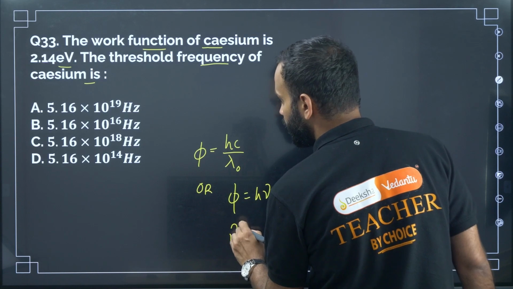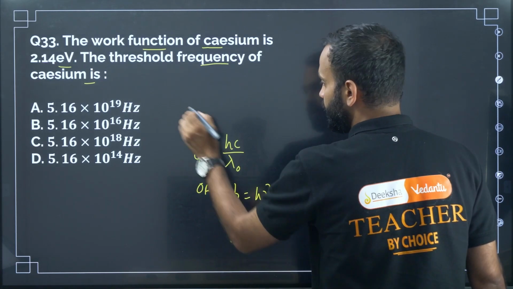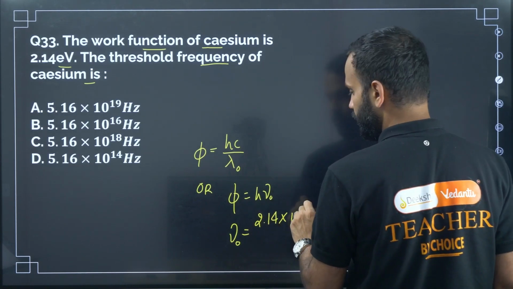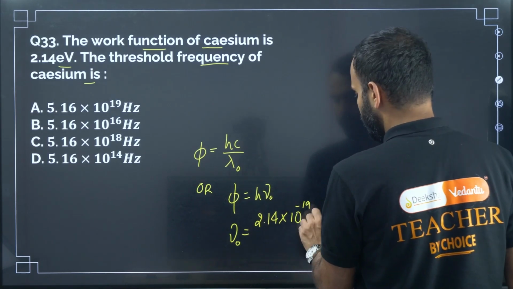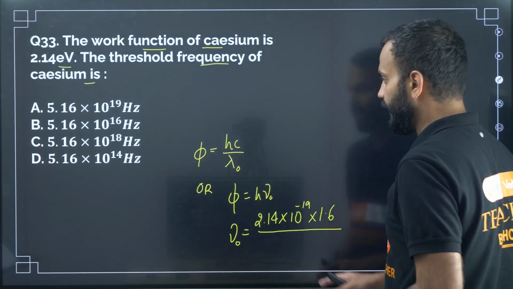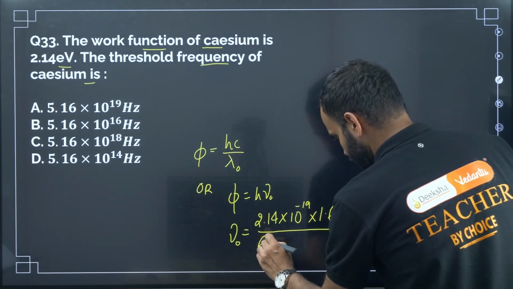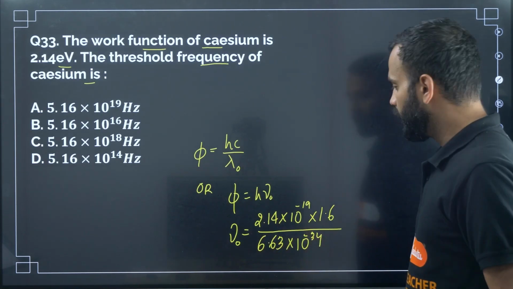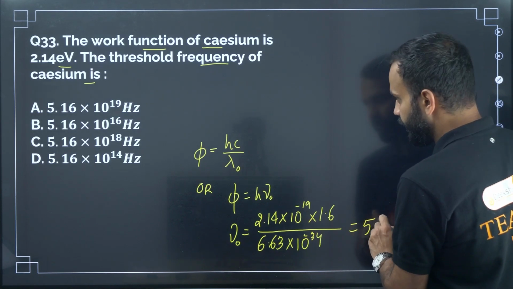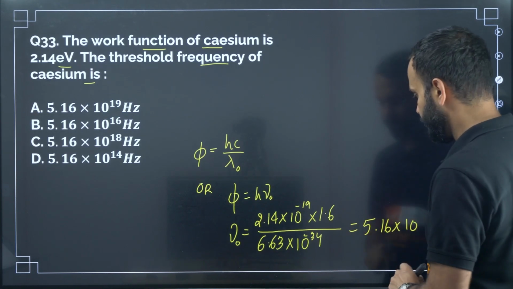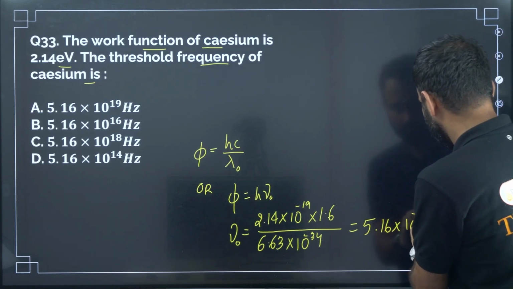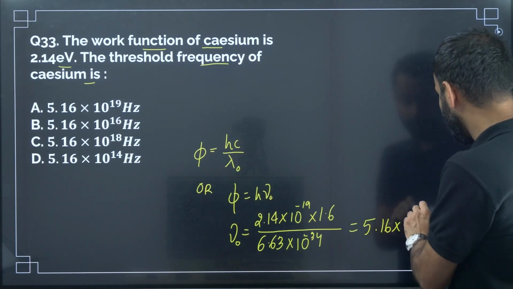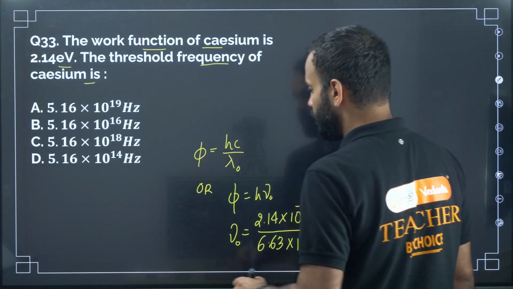So threshold frequency nu naught is equal to phi, that is 2.14 into 10 to the power minus 19, into 1.6 divided by h. H is Planck's constant, 6.63 into 10 to the power minus 34. Okay, so now solve this, you will get 5.16 into 10 to the power 14 hertz. Sorry, 10 to the power plus 14 hertz, not minus 14 hertz. So the correct option is D.